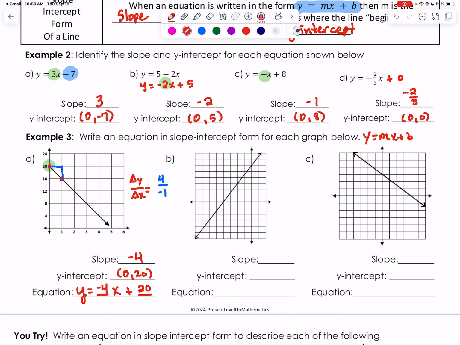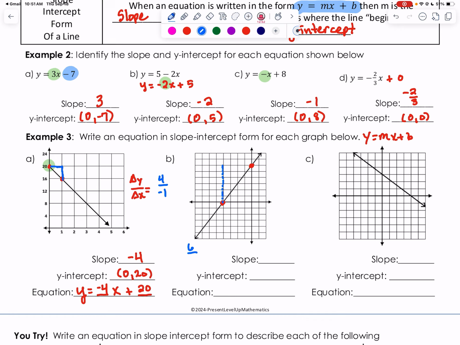All right, let's look at problem B. Now, in this line, we want to first identify two friendly points. To me, I like to use the intercepts, so I'm going to use this point right here where it touches the y, and then I'll use this point where it touches the x to get the slope. All right, so to get the slope, always start with your bottom point, and then you're going to find the change in y. So this went up 1, 2, 3, 4, 5, 6. So the change in y is 6.